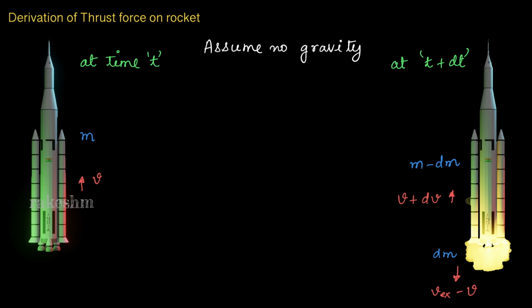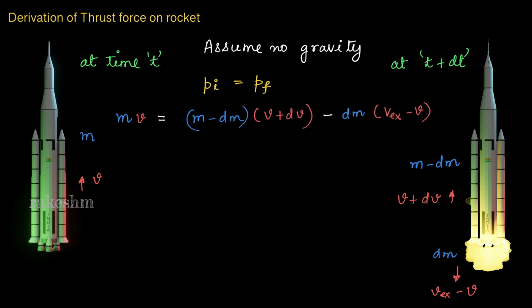So as there is no external force on the rocket plus gas system, the momentum of the rocket plus gas system is conserved. So the momentum of this rocket plus gas system at time t will be equal to its momentum at time t plus dt. So we can say initial momentum equals the final momentum. Initial momentum is mass into velocity, m into v, and final momentum from here we can say is that for the rocket it is m minus dm into v plus dv, and for the gas which is ejected it is dm into v exhaust minus v.